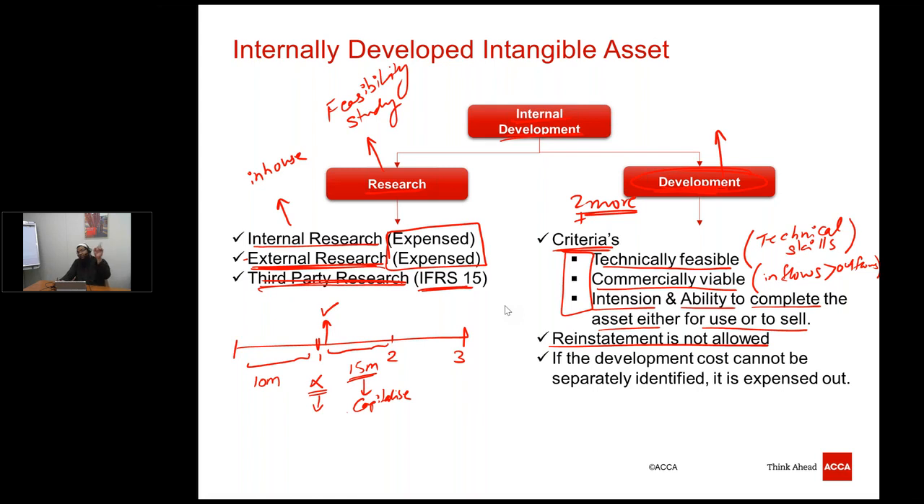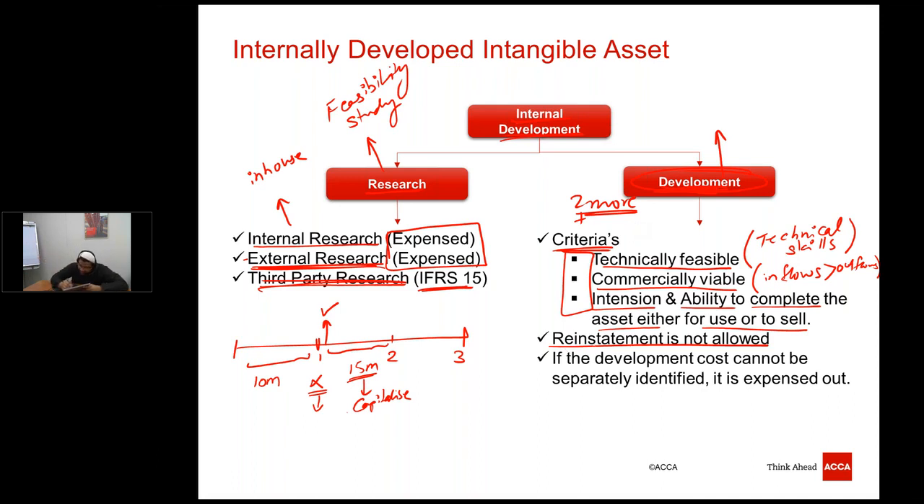But what about the previous 10 that we have expensed? Should we capitalize it back or not? The answer is no, as many people already know. This is called reinstatement, capitalizing the previous amount expensed, which is not allowed.